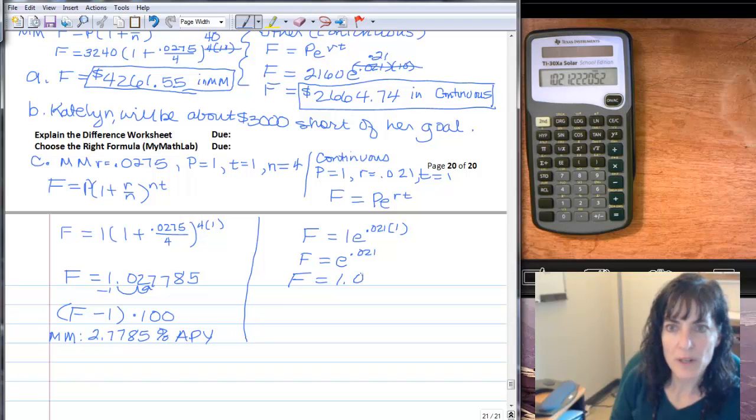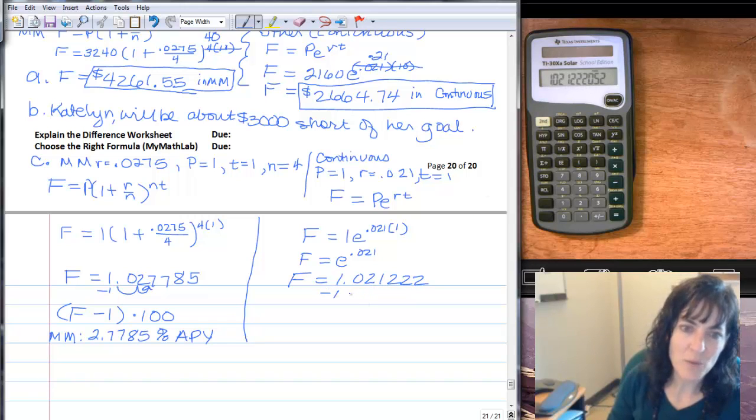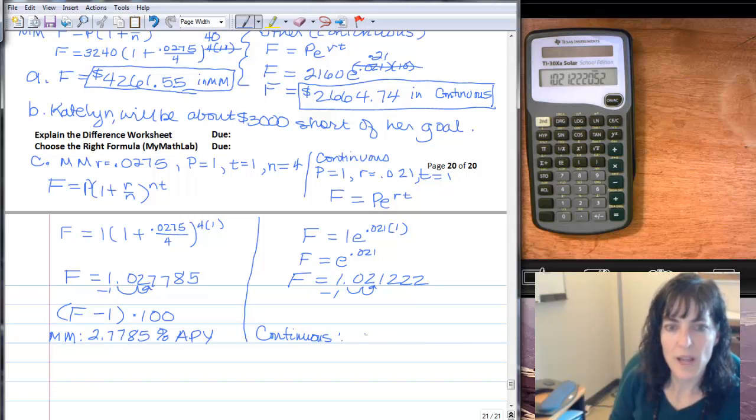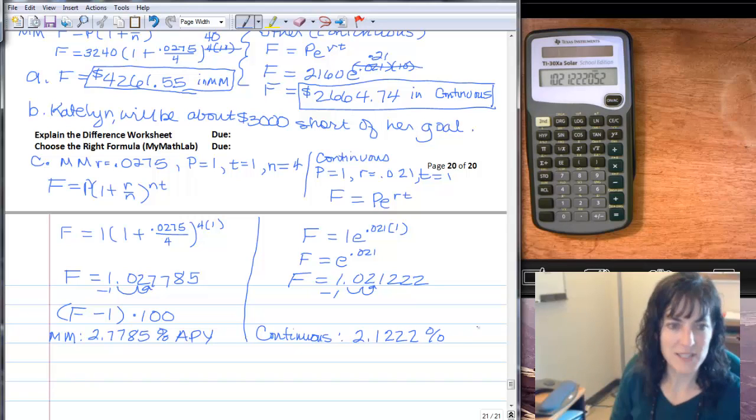So I have 1.021222, 1, 2, 3, 4, 5, 6. Double check up here. 1, 2, 3, 4, 5, 6. Yes, there are all 2's there. Subtract off the 1, remember, and move your decimal 2 places to the right. So we end up with, for the continuous account, an APY of 2.1222%, and we need to put APY at the end.